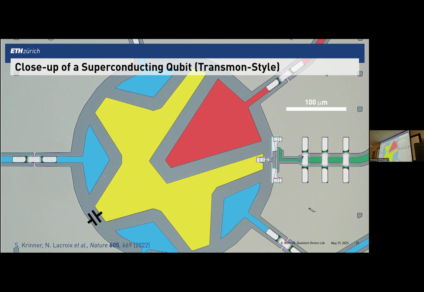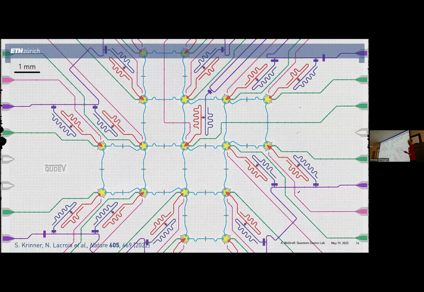Like, for the Purcell filters, what's the general capacitance or optimal coupling strength? Okay, good. That's very detailed. So there's a few papers about that.